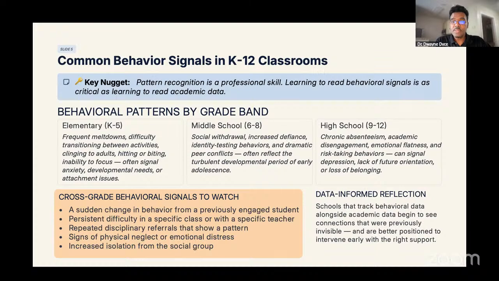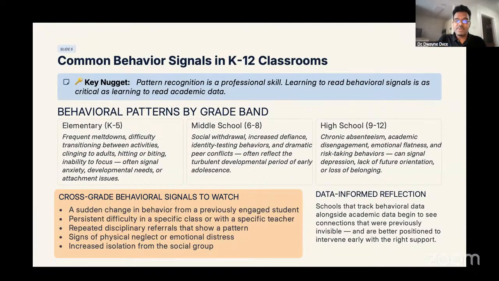High school. Chronic absenteeism normally happens in high school. Academic disengagement, emotional flatness, meaning you can't get anything out of them, and risk-taking behaviors. These are all upper high school too, and they signal depression, lack of future orientation, a need for mentorship, or loss of a sense of belonging. They really need genuine professional adult friendship and mentorship. They need it.